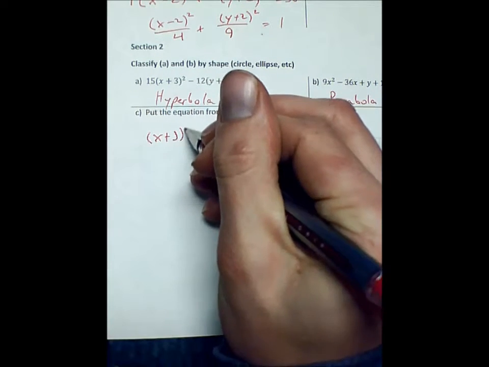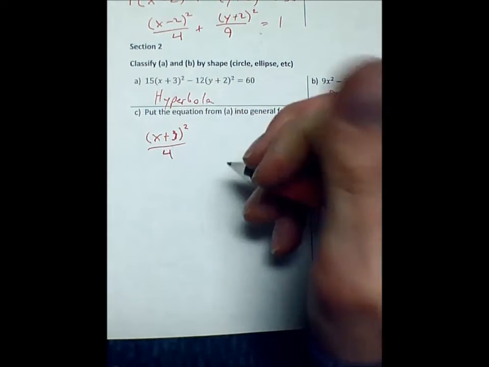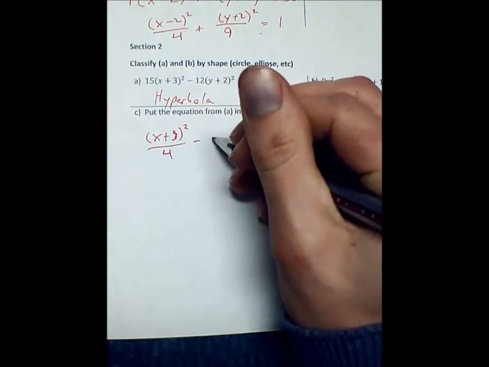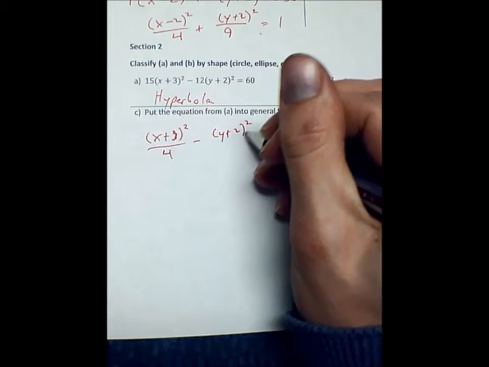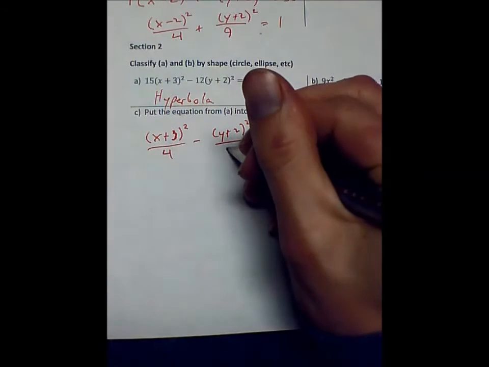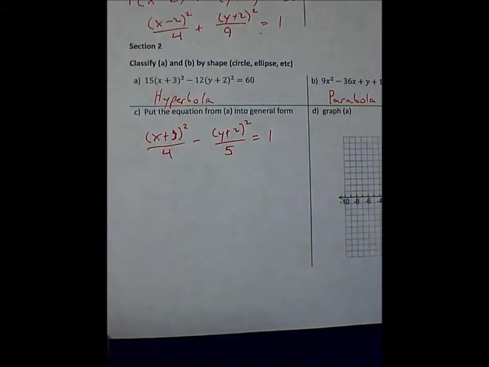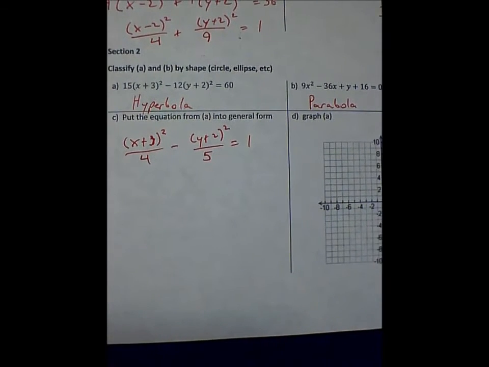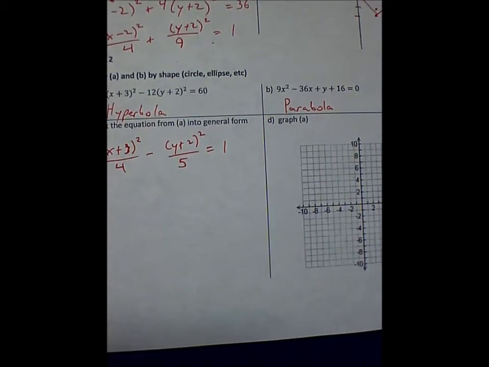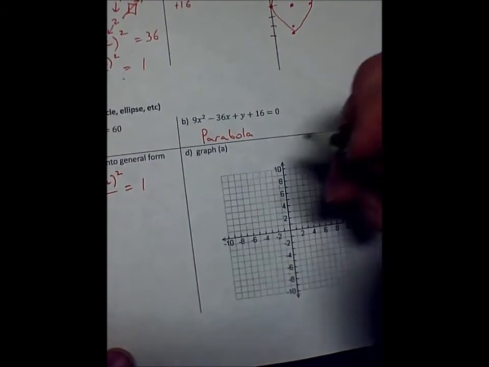X plus 3 squared, and 15 over 60 reduces to 1/4. So 4 on the bottom, minus, we're going to have the y plus 2 squared on top, and then 12 divided by 60 will reduce to 1/5. So a 5 on the bottom, and that equals 1. And we're done. And now we're going to graph it. So it's a hyperbola. Let me write the equation over here.